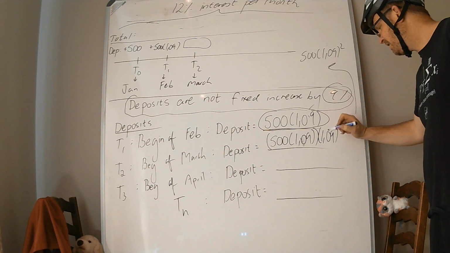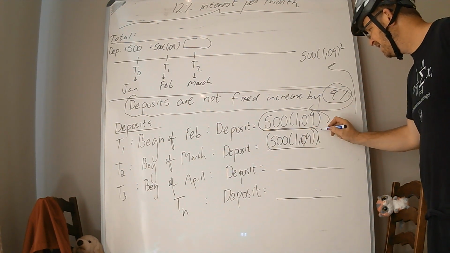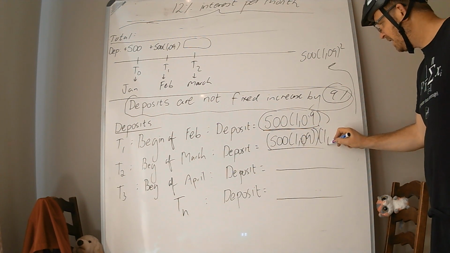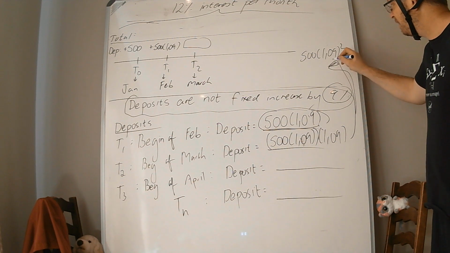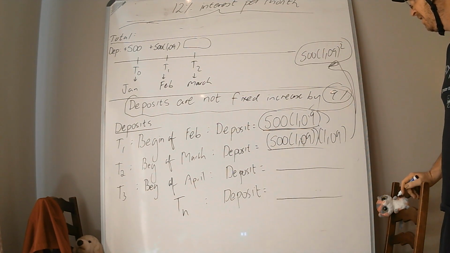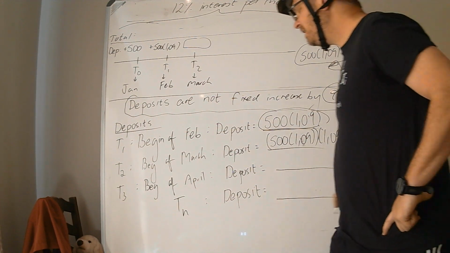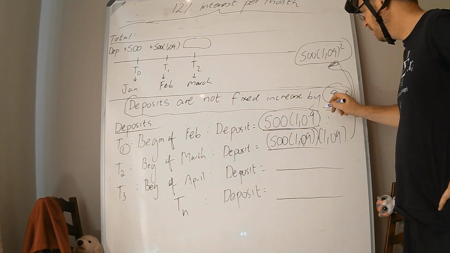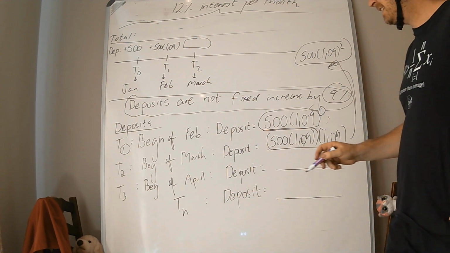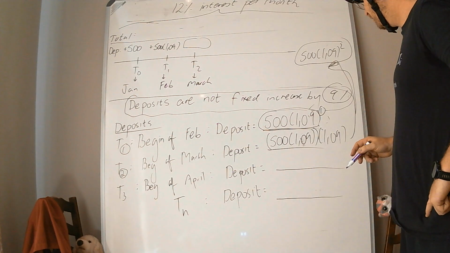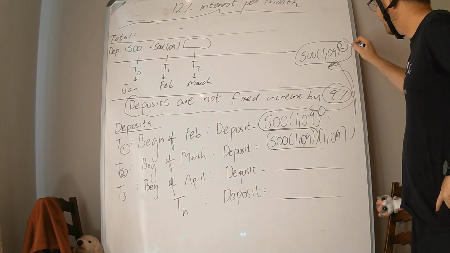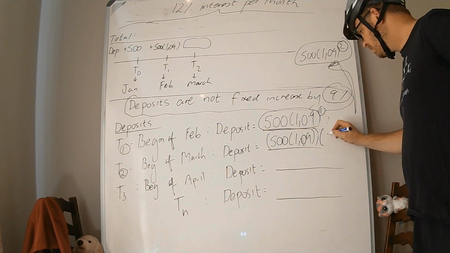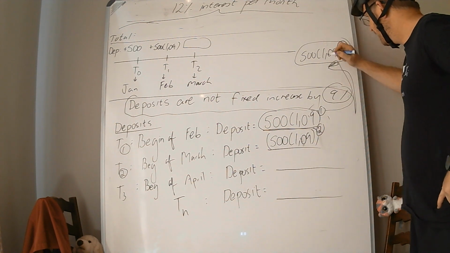Okay, so you end up with 500 times 1,09 squared, because you have 500 times 1,09 times 1,09 again. So at T1, the deposit was 500 times 1,09 to the 1. At T2, the deposit was 500 times 1,09 to the 2. I'm going to rub this out and put it here. So it's 1,09 squared.